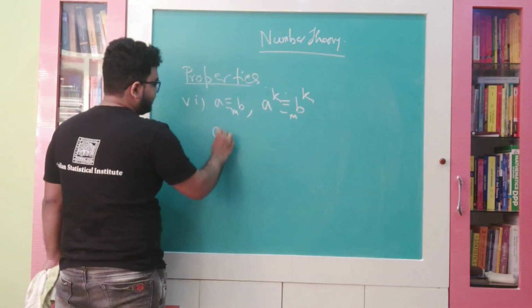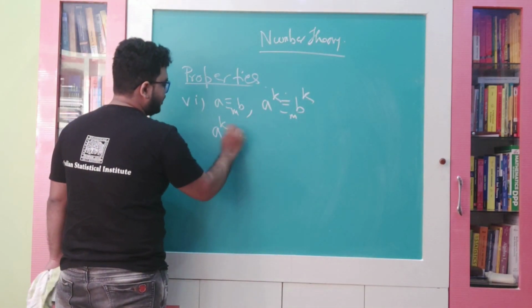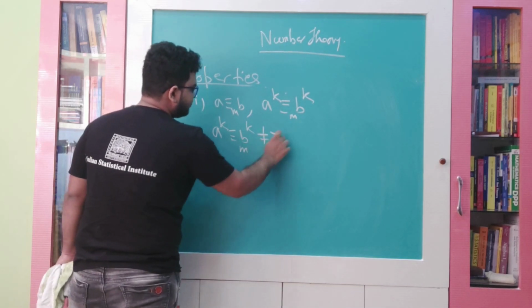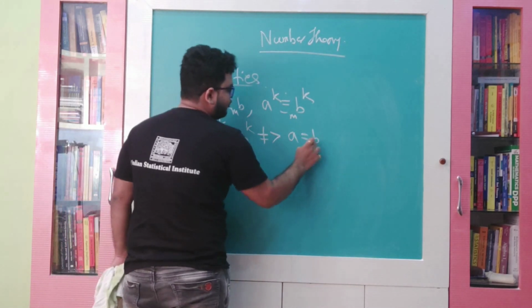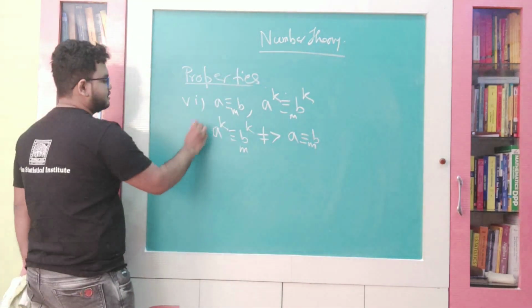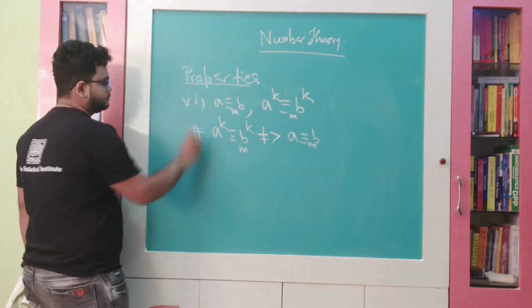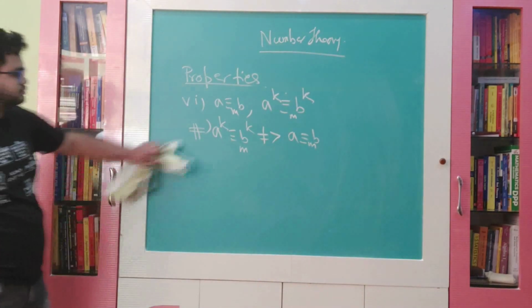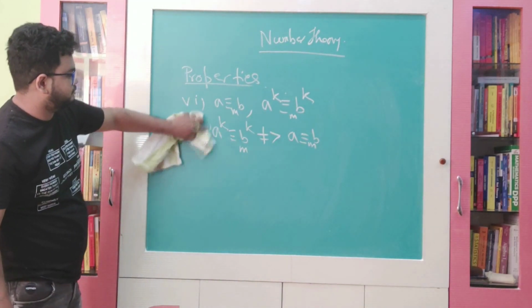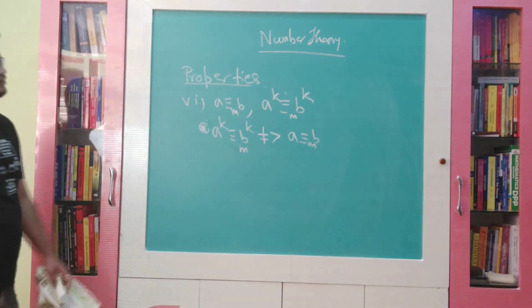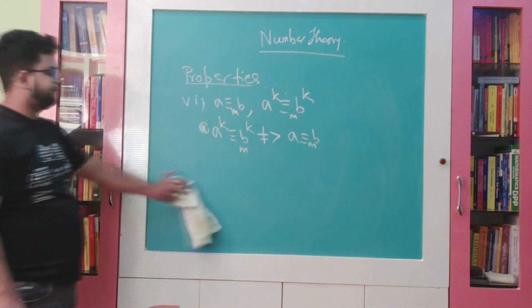However, A to the power k congruent to B to the power k modulo M does not imply A congruent to B mod M. This is not true.